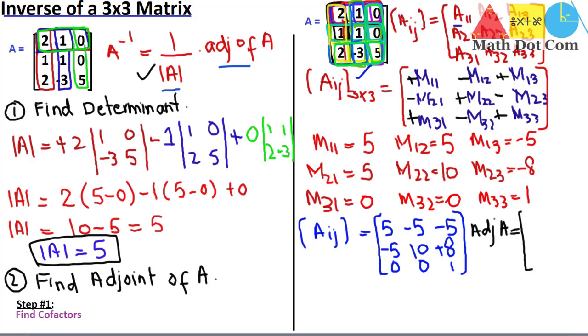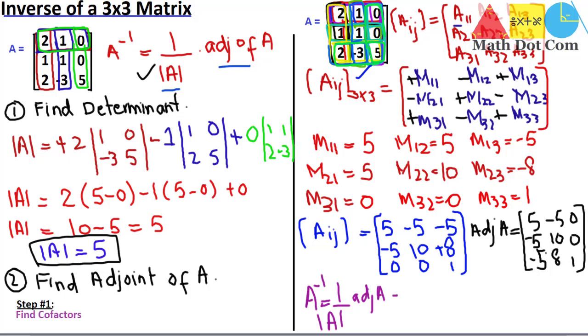Transpose means changing the rows into columns and columns into rows. So the first row will become a column as 5, minus 5, minus 5. Then the second row will become a column as minus 5, 10 and 8. And the last row will become a column as 0, 0, 1. So this is the adjoint of A. So we have got the adjoint as well as the determinant, and finally we can calculate the inverse of A, as A inverse is equal to 1 divided by the determinant of A times the adjoint of A, as we have to divide all the elements of the adjoint by the determinant of A, that is 5.